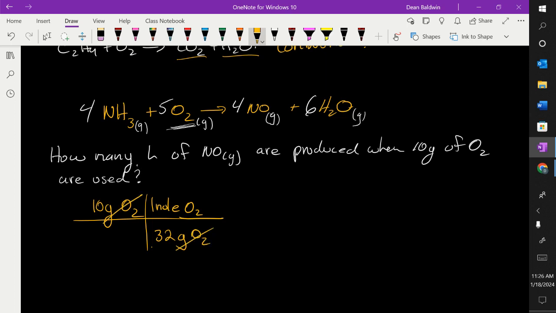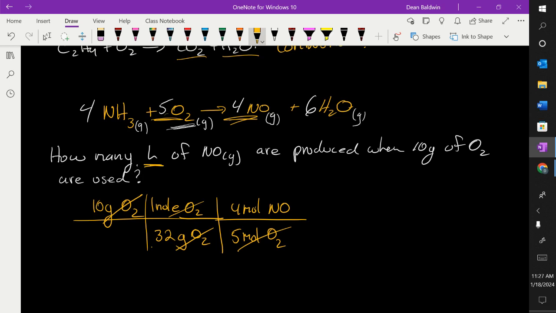Now we have moles of O2, but I don't want moles of O2. We're trying to figure out how many liters of nitrogen gas. So this is where the balanced equation comes into play. We know that for every 5 moles of O2 reacted, we produce 4 moles of NO. The moles of O2 are now gone. But I don't want moles of O2 or NO. I want liters.